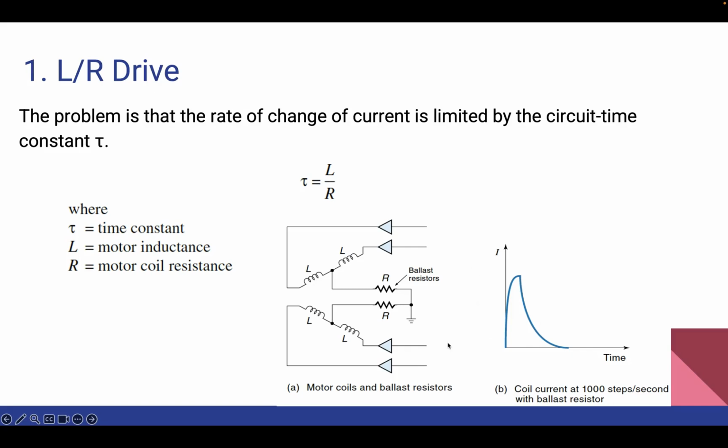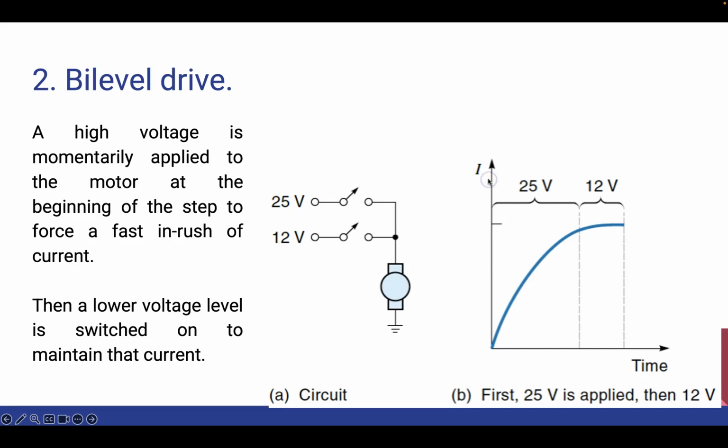Now let's discuss the role of the ballast resistor in the LR drive circuit. These resistors not only improve the torque output at higher stepping rates, but also limit the current, which may be crucial in certain applications. So the addition of a ballast resistor transforms the stepper motor drive circuit into an LR drive configuration. Now we will see the next solution, which is the bi-level drive method.